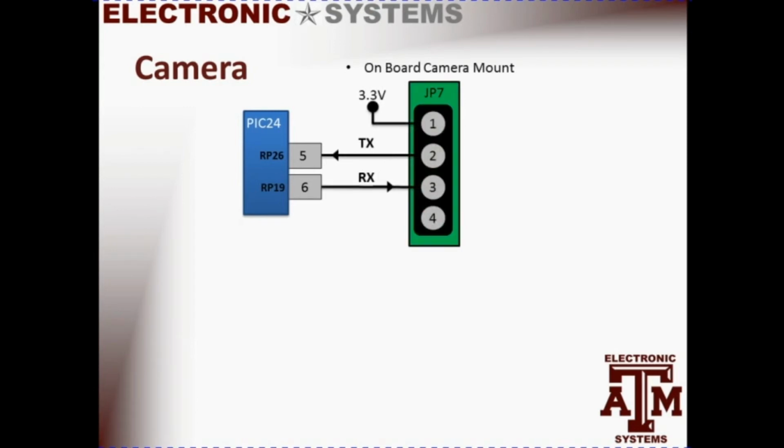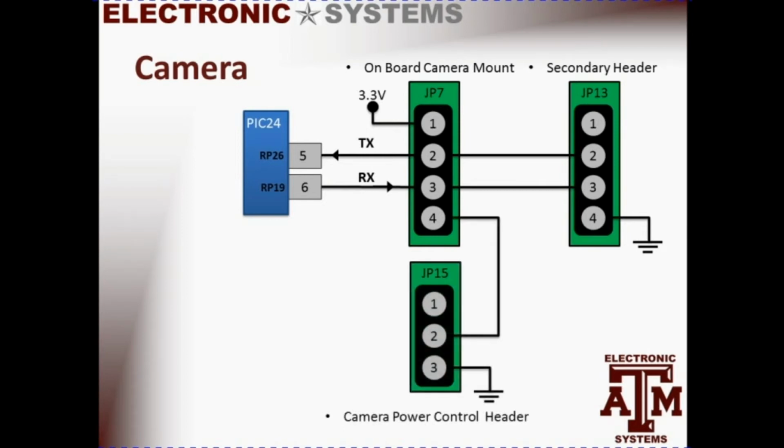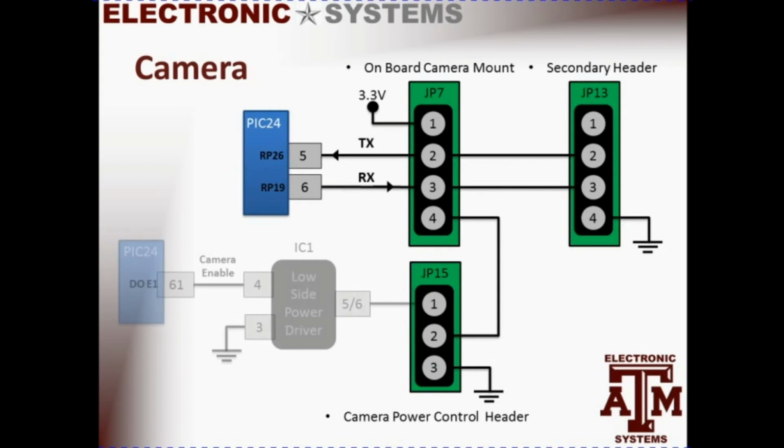So here we have our camera, which will be mounted on JP7. It has 2 data pins, transmit and receive, which communicate via UART to the PIC24, and a 3.3 volt power pin. A secondary camera header is available on JP13, so that you have the ability to mount an external camera. By using JP15, you can select one of 2 power options. By jumpering pins 2 and 3 together, the camera will always be on. But by using pin 1, using a low side power driver as a digital switch, the camera can be controlled using the microcontroller.